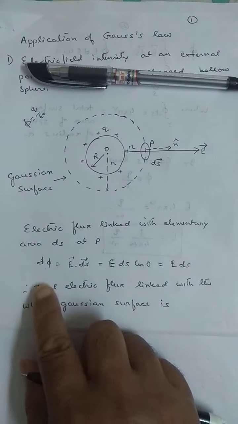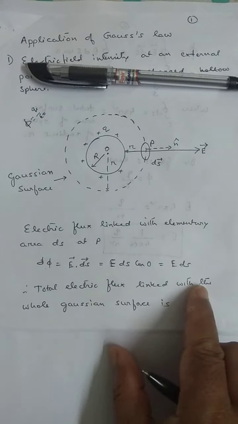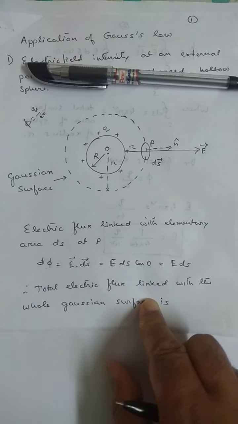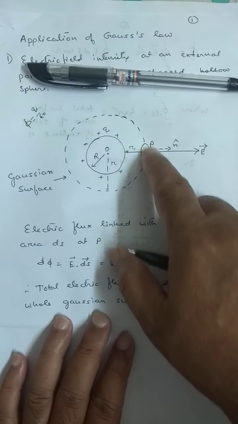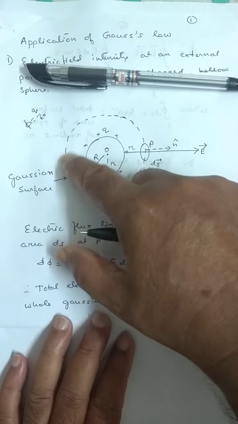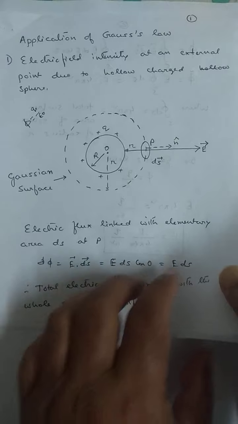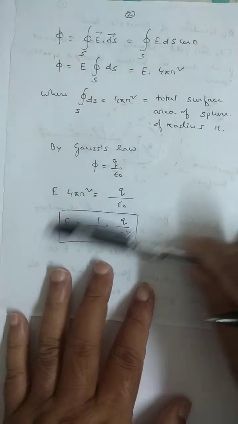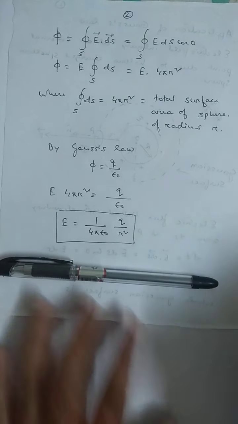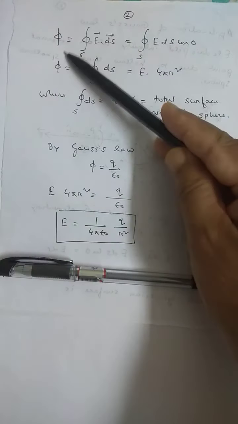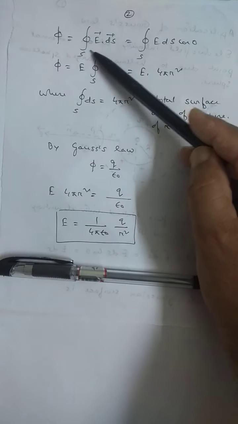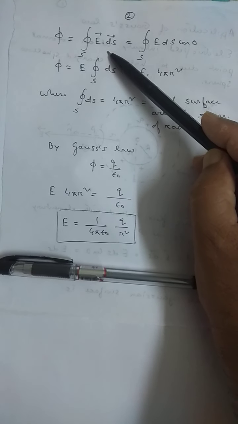So, what is total electric flux linked with the whole Gaussian surface? It is the summation of all the electric flux linked with all the elementary area. Yes or no? So this can be done with the help of integration. So what is total electric flux? It is the integration of E dot ds.